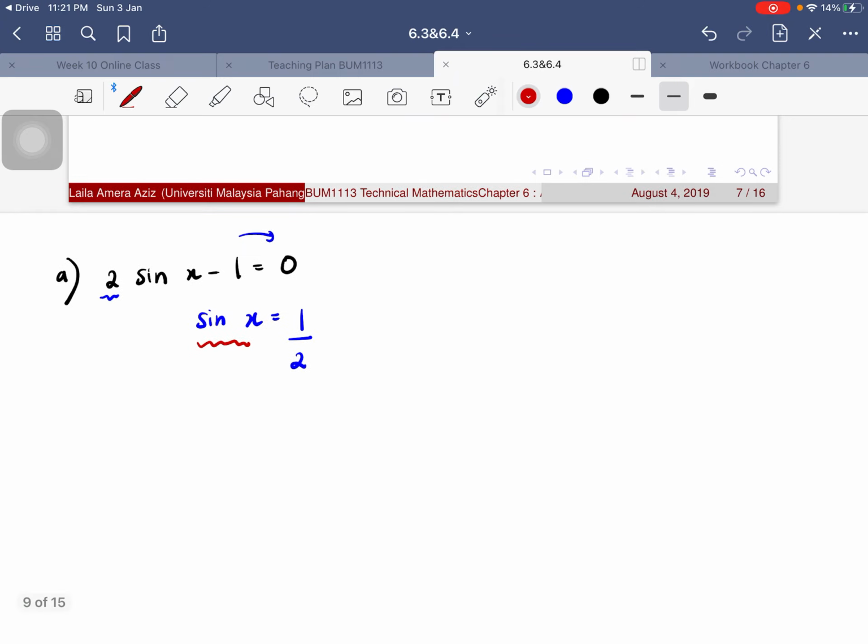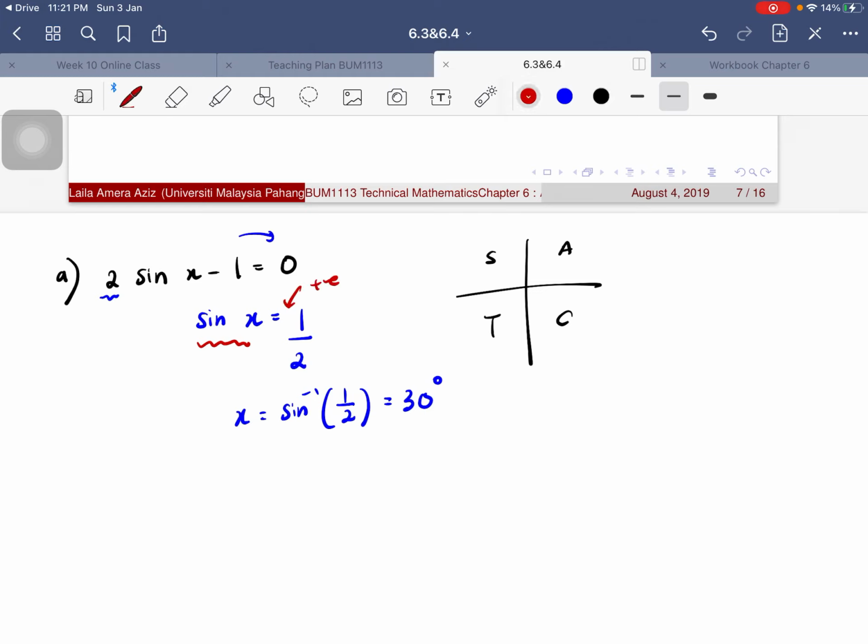Now that I have this form, I'm going to use the same trick as I used in our previous two examples. I'm going to find what x is. So x is going to be sine inverse of 1 over 2, or 0.5. I'm going to press my calculator: sine inverse of 1 over 2. That gives us a value of 30 degrees. Using the same idea as previously, that is by using the CAST rule, here we notice that our sine is a positive number.